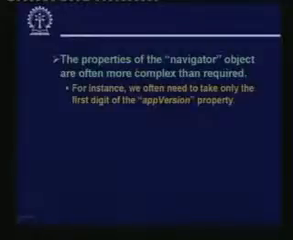And as I said, some of the properties of the navigator object are more complex than what is required. For example, I have seen that in the application version app version property, you get a lot more information than required. Typically, we need only the first digit to get the version number 3, 4 or 5 of the particular browser you are using. That is often considered to be enough, but the string actually what it returns is a very long string. So, you can use the substring function to extract the first digit of the string and use it in whatever way you want.